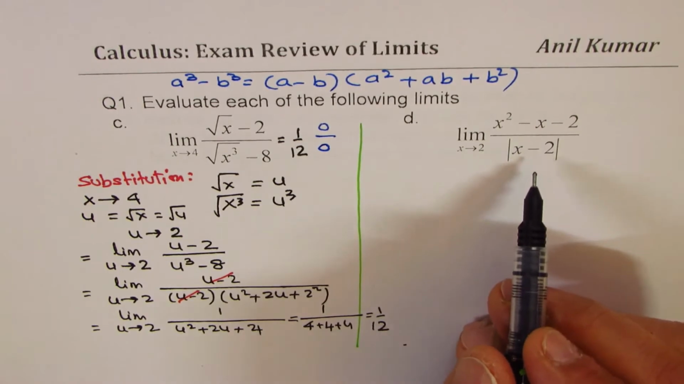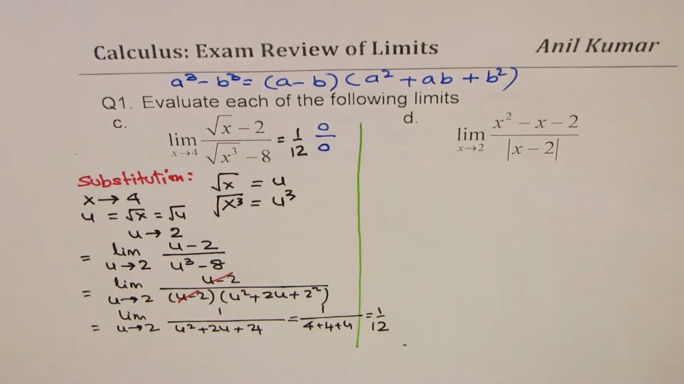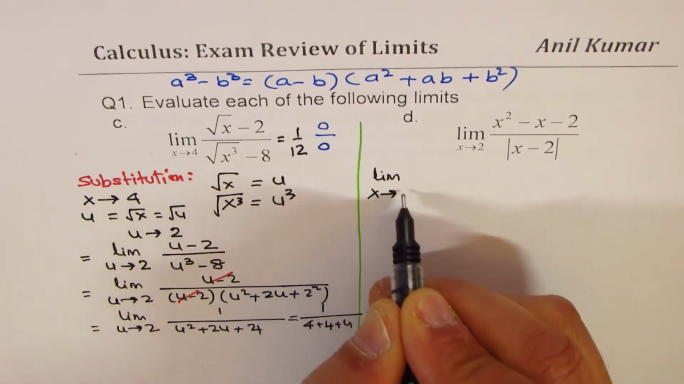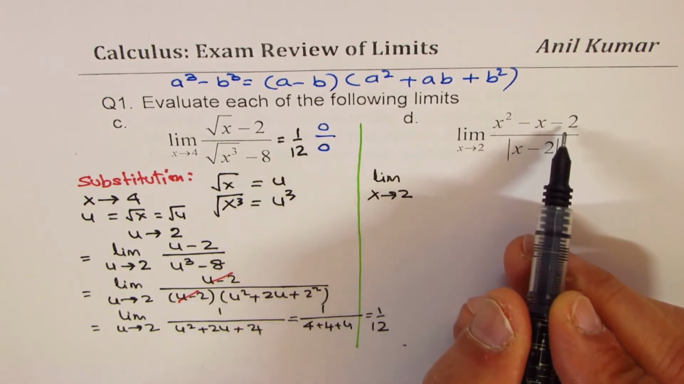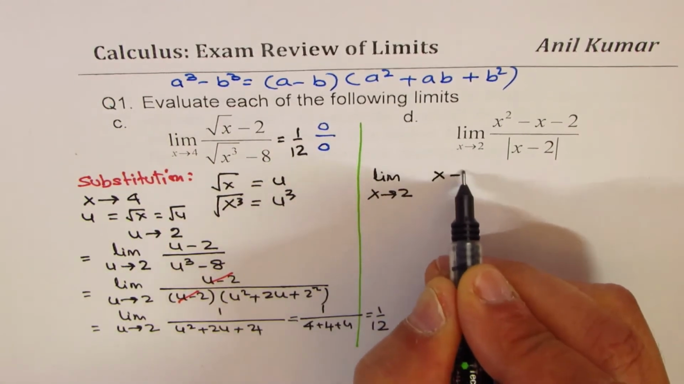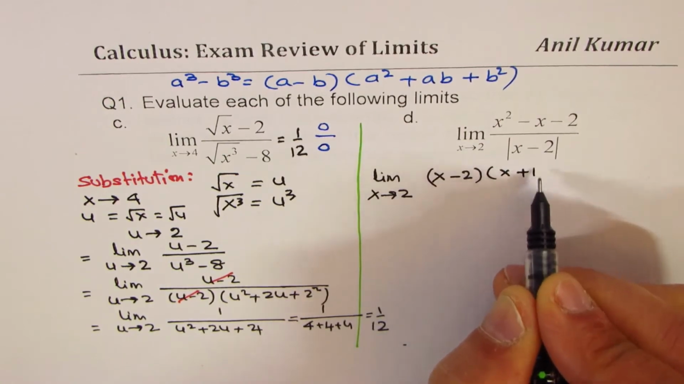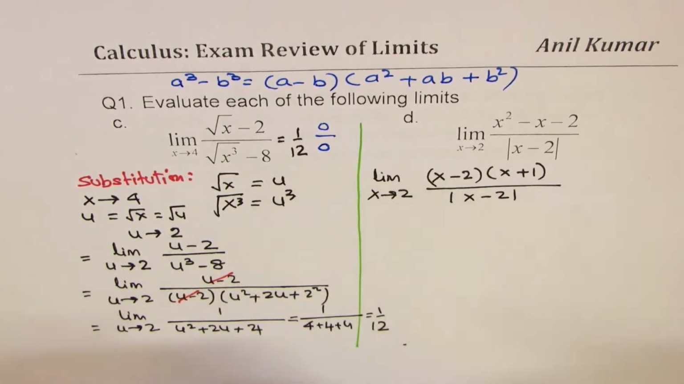Now let's do the next function, which involves an absolute function, right? Let's see how to find the limit when we are working with absolute functions. The equation could be written as limit x approaches 2. You can factor the numerator, x squared minus x minus 2, product of minus 2, sum of minus 1, can be written as x minus 2 times x plus 1, right? Now the denominator is the absolute value of x minus 2.